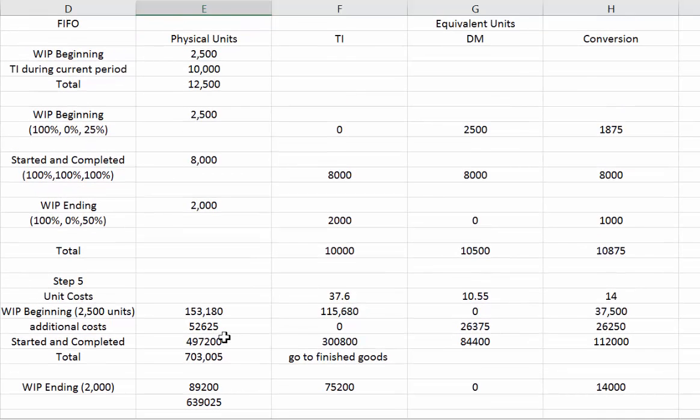So now we are done with all step 5. Once again, this is the ending balance that you should report in your balance sheet, and this is $703,005. This is a number that you are going to post a debit in your finished goods inventory and post a credit in your WIP inventory.